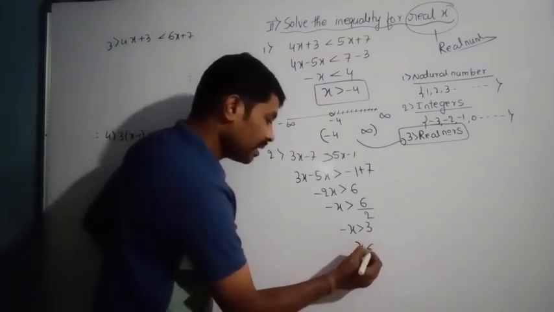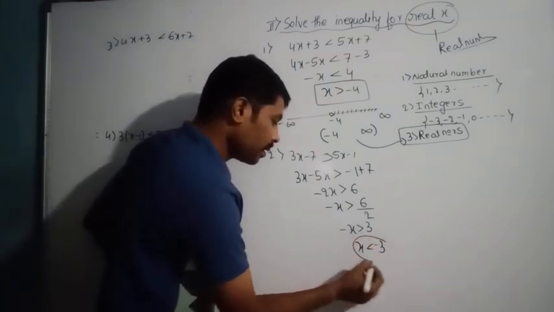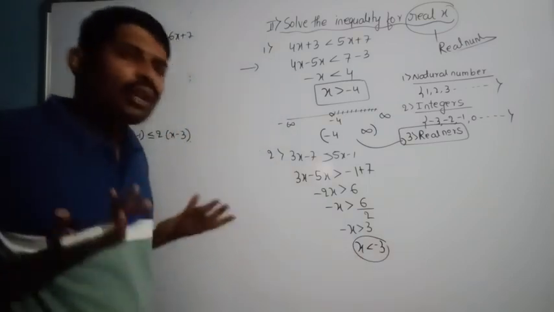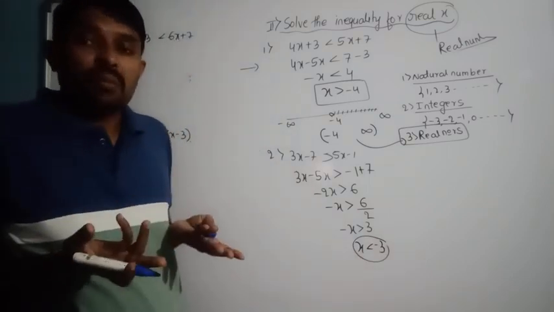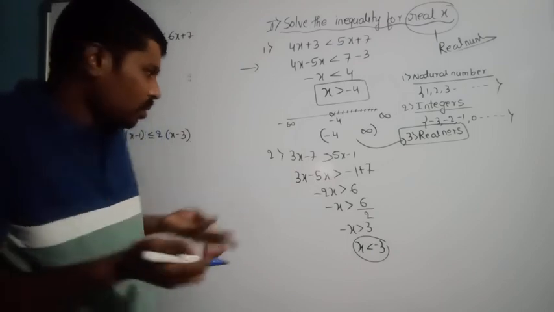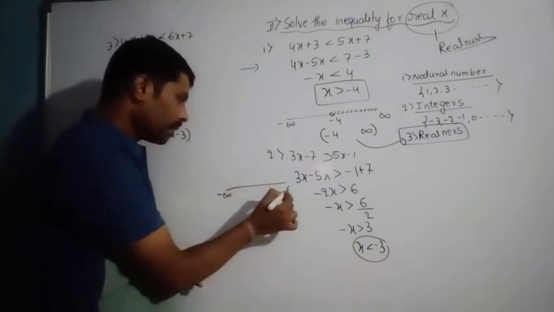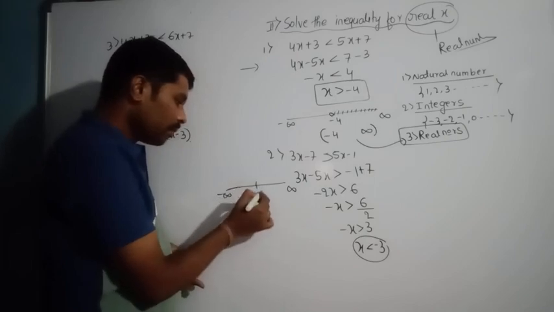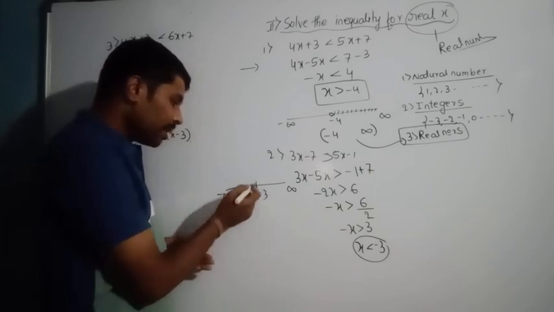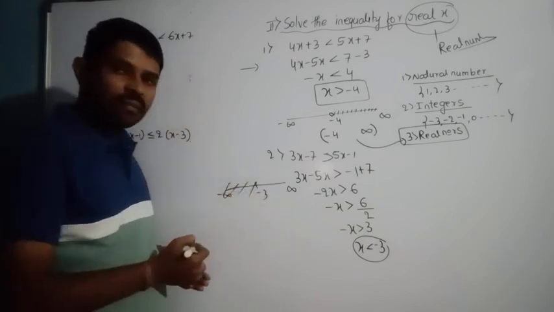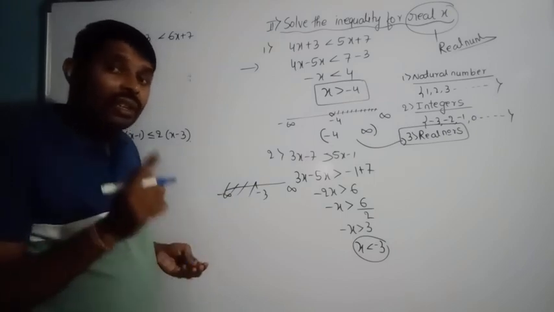x is less than minus 3. So less than minus 3 means how do we write it in real numbers? If you don't know, take some help from the number line. Minus infinity, plus infinity, minus 3 is there. Less than minus 3 means this side. So what is the answer?